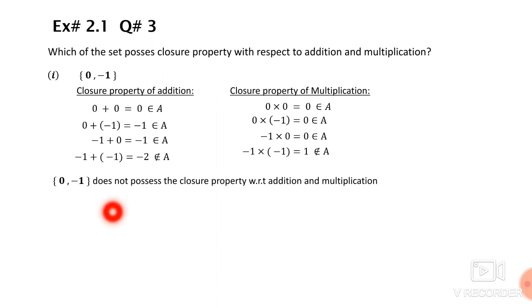So we will write that the set 0, comma minus 1 does not possess the closure property with respect to addition and multiplication. In the same way, we will check our second part and third part.